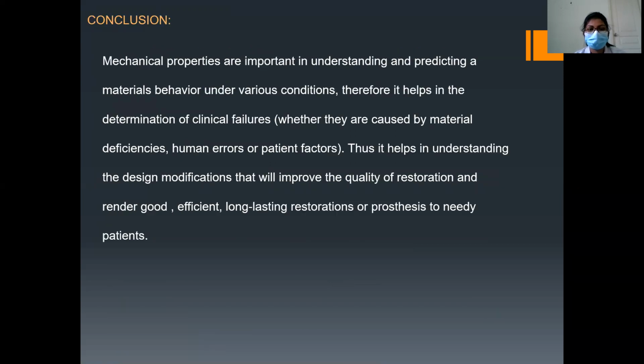Conclusion. Mechanical properties are important in understanding and predicting a material's behavior under various conditions. Therefore, it is helpful in determination of clinical failures, whether they are caused by material deficiencies or human errors or patient factors. Thus, it helps in understanding the design modifications that will improve the quality of restoration and render good, efficient, long lasting restorations or prostheses to needy patients.